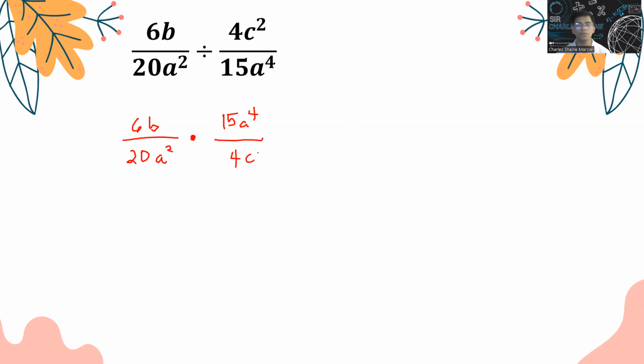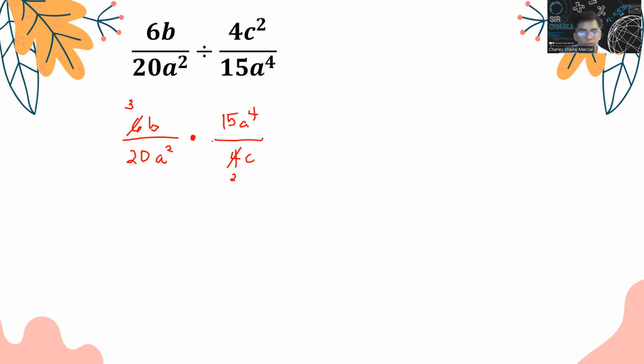And then after that, we can simplify it now. Ano yung common factor ng 6b and 4c? Now, yung numerator and denominator, yung b and c na variable, hindi sila common factor. Okay? Kasi magkaiba sila ng variable. Pero yung 6 and 4, meron silang common factor na 2. So we can divide both sides by 2. 4 divided by 2, that is equal to 2. And 6 divided by 2, that is equal to 3. And then remain b and c.